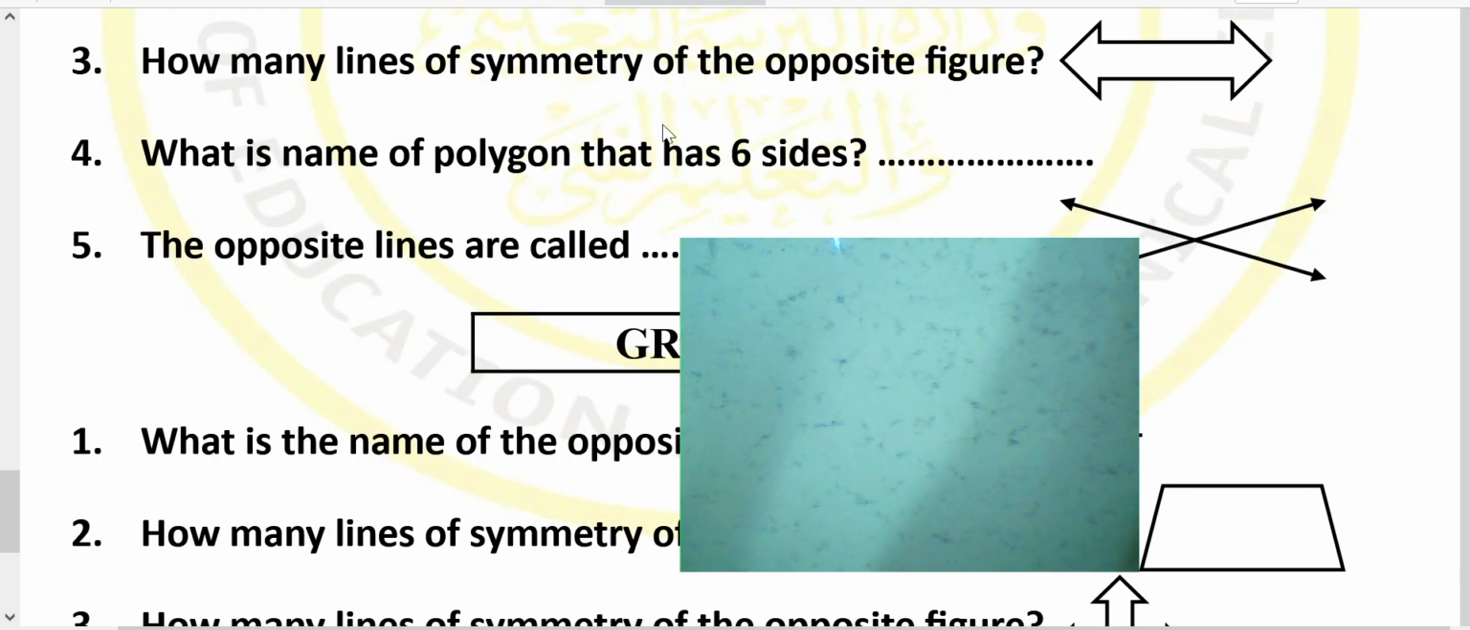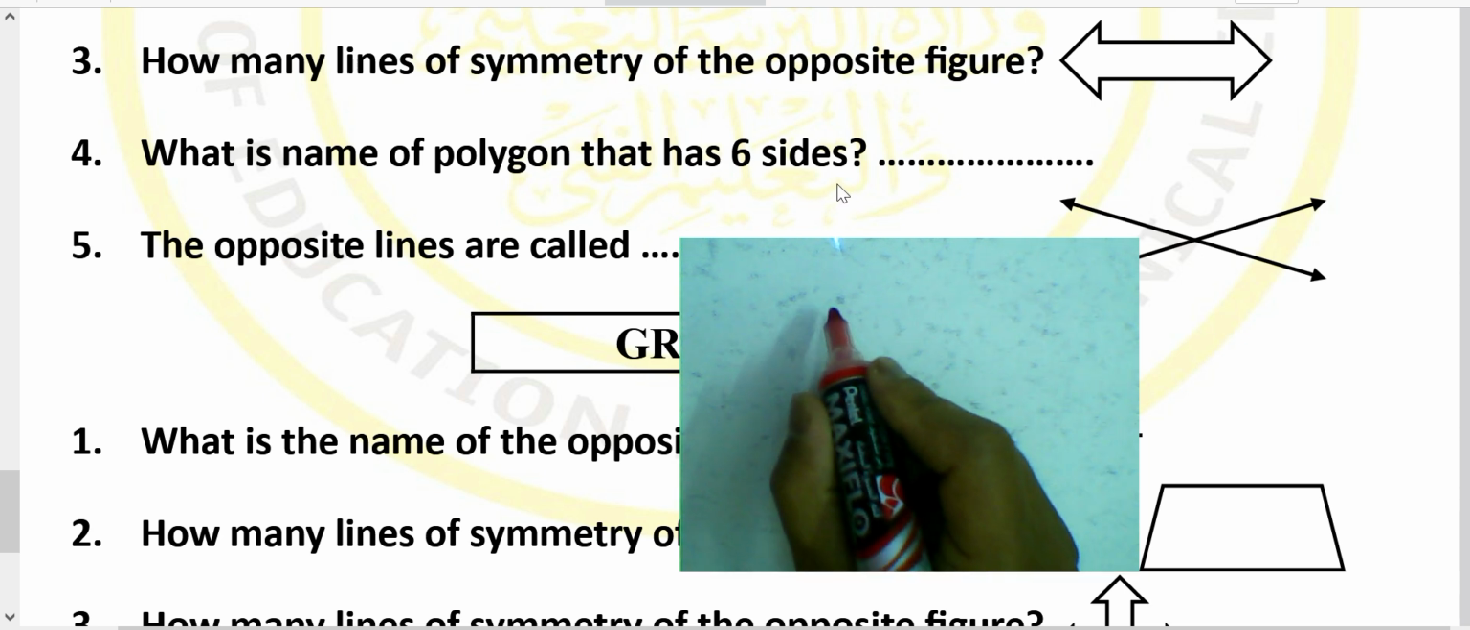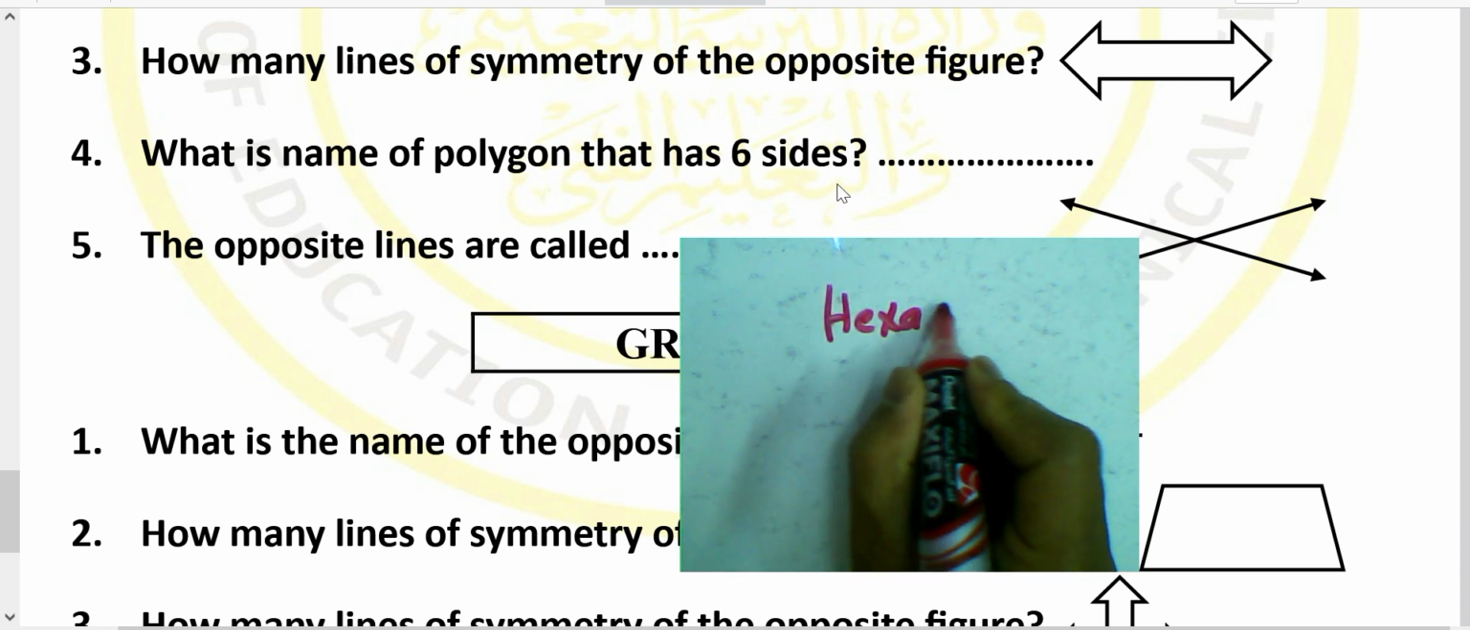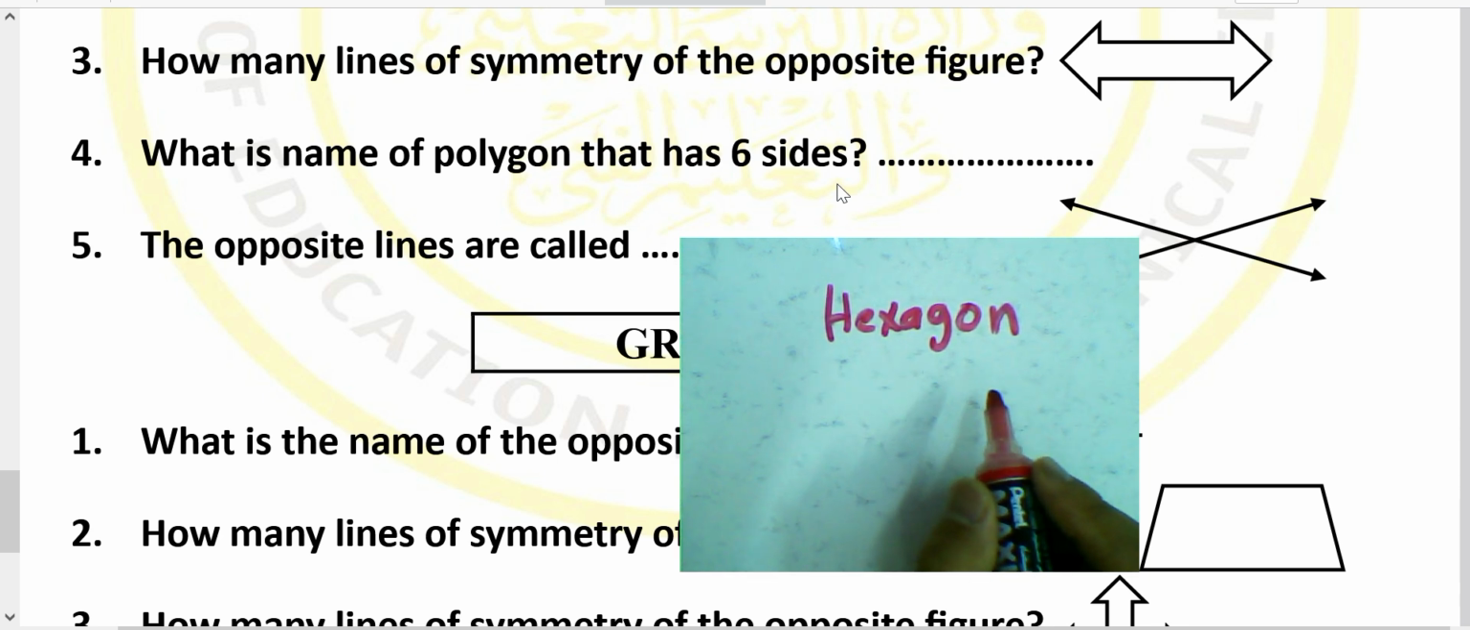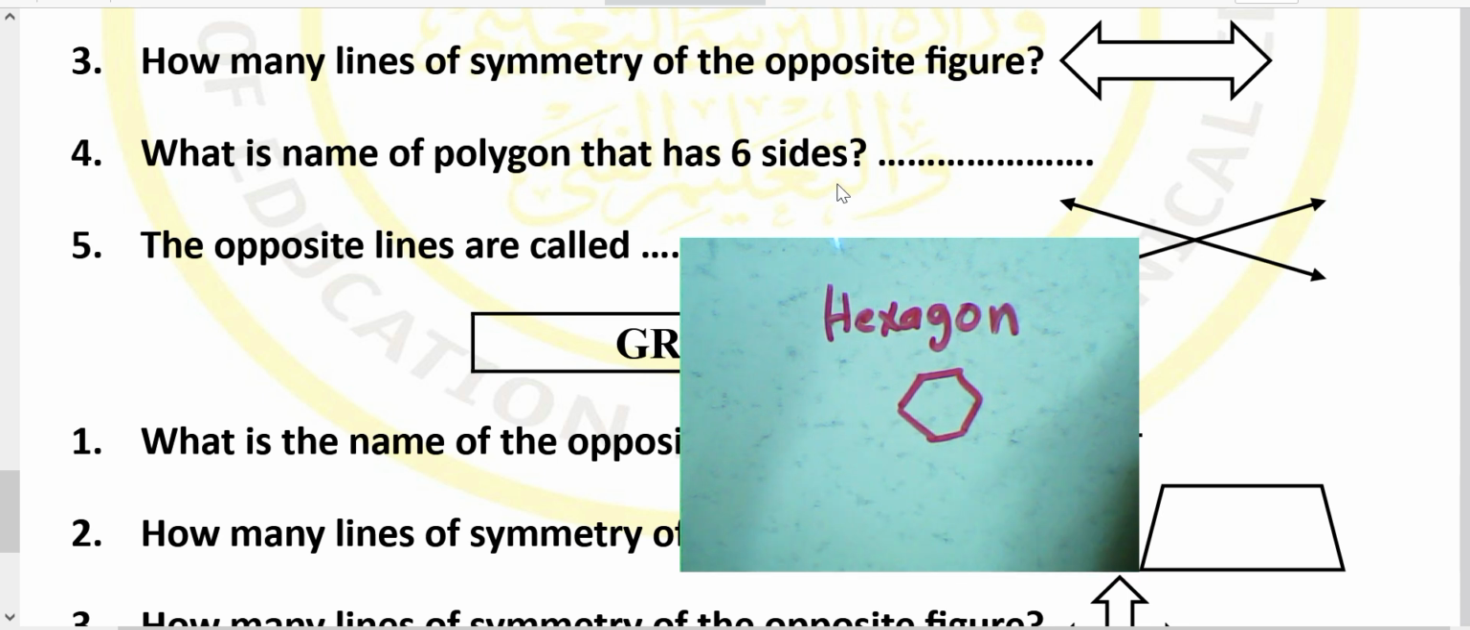Next question: what is the name of the polygon that has 6 sides? We call it a hexagon. The hexagon has 6 sides like this: 1, 2, 3, 4, 5 and 6.